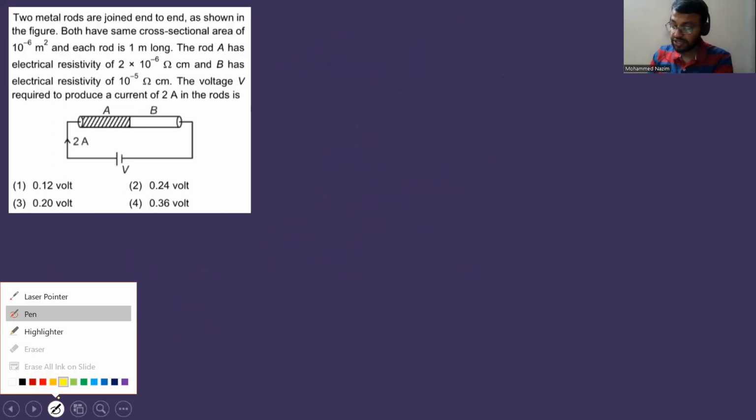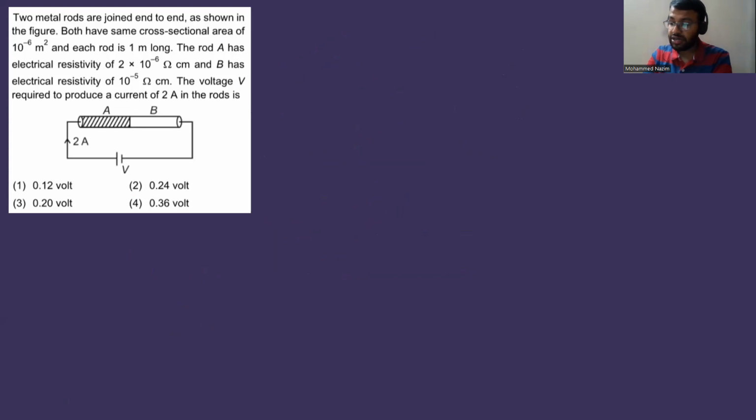Let us go to the next question. Here the question tells that two metal rods joined end to end are connected as shown in the figure. Both have the same cross-sectional area. So area is given, A1 equal to A2, 10 power minus 6 meters square. And the length of each rod is given as 1 meter. The rod A has electrical resistivity.